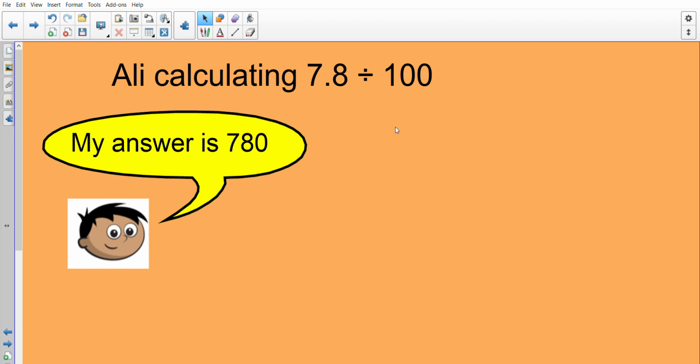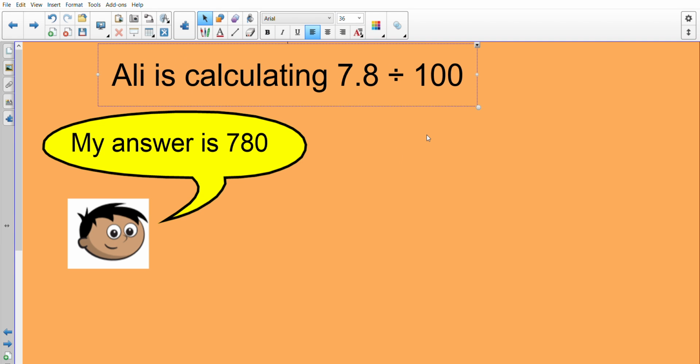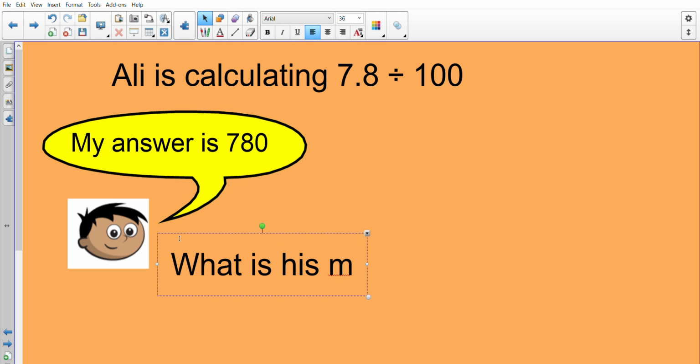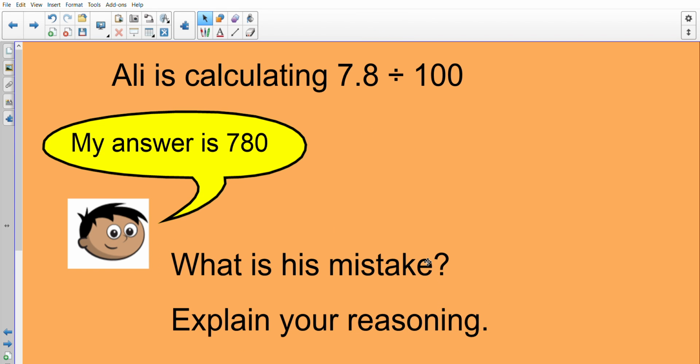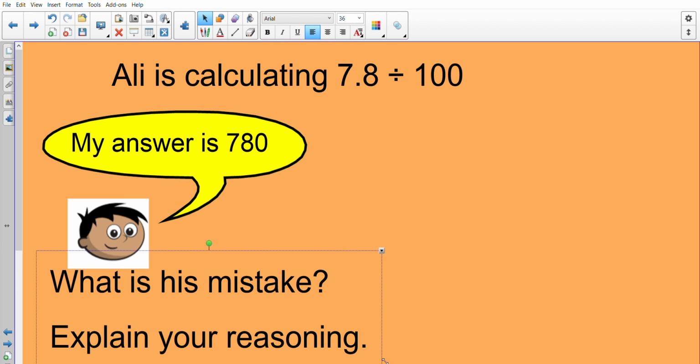Pause it here if you want to have a go at it yourself. Ali is calculating 7.8 divided by 100. And he says, my answer is 780. The question is, what is his mistake? And then explain your reasoning. Okay, so this is where we have to show some reasoning and give an explanation in words.